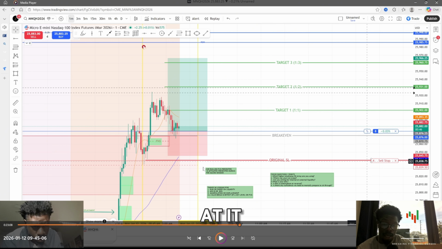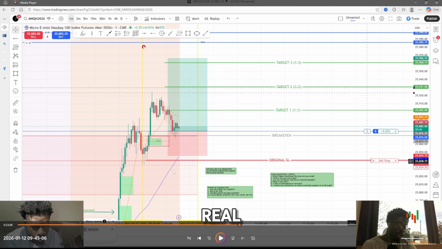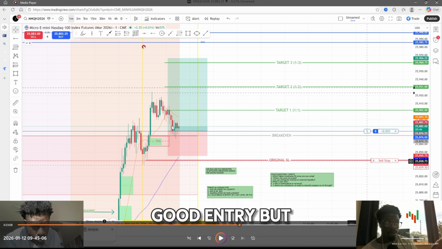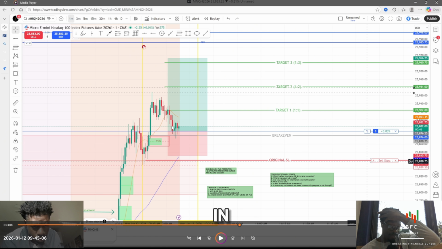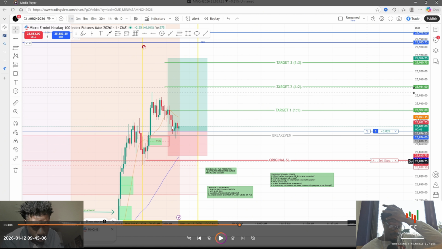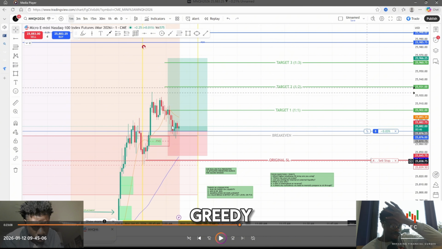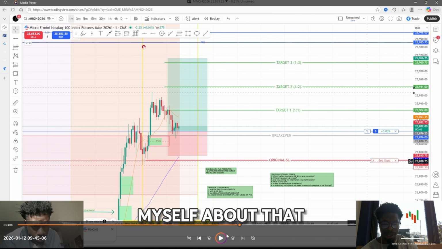That's what made me scale in. I'm not mad at it, but I'm not really supposed to be doing that. I love the fact that I was aggressive, but I know I'm not supposed to be doing that for real. So I got to be honest with myself. Yes, that was a good entry, but we weren't scaling in because something in our mechanical system tells us to. We were doing it because we wanted to make our losses back quicker, and we were being kind of greedy. So I got to be honest with myself about that.